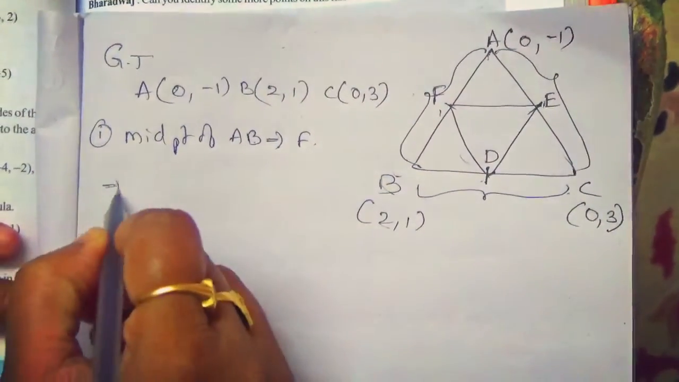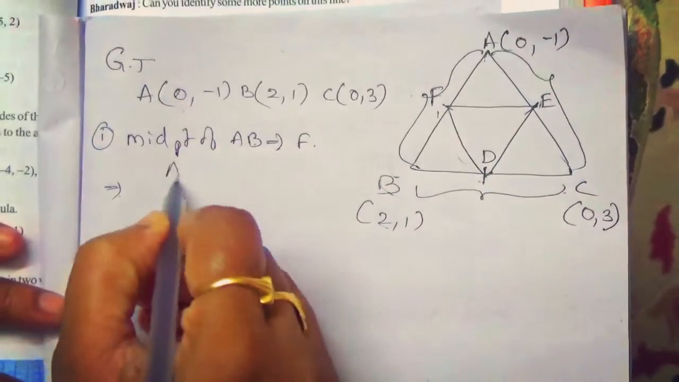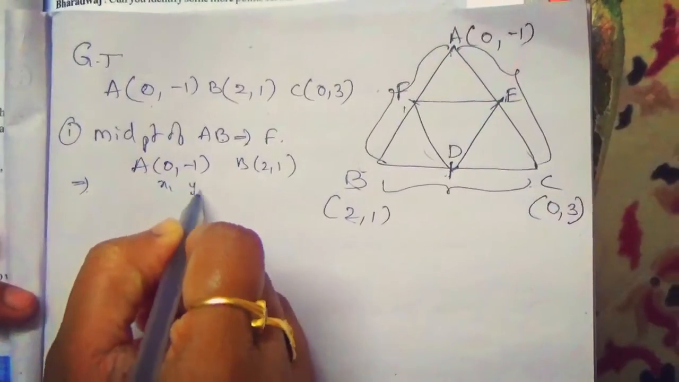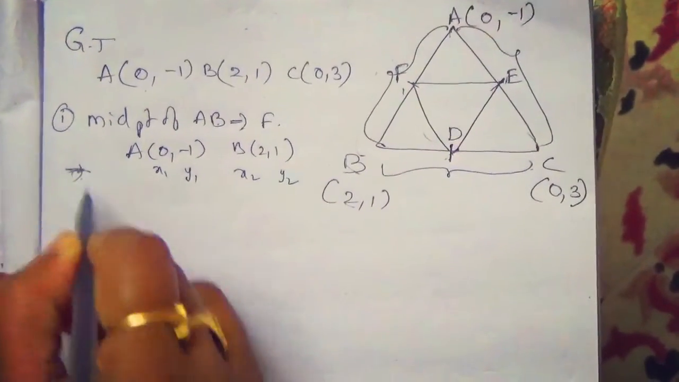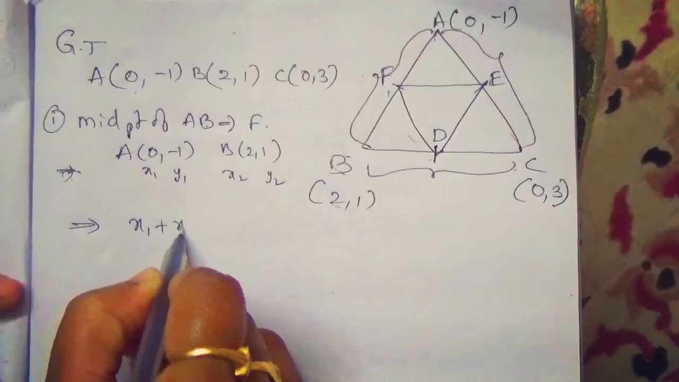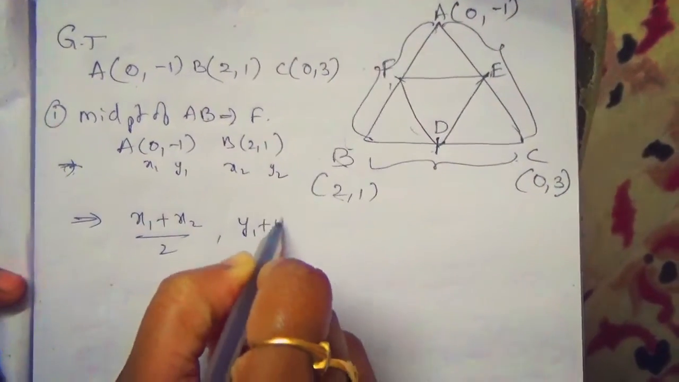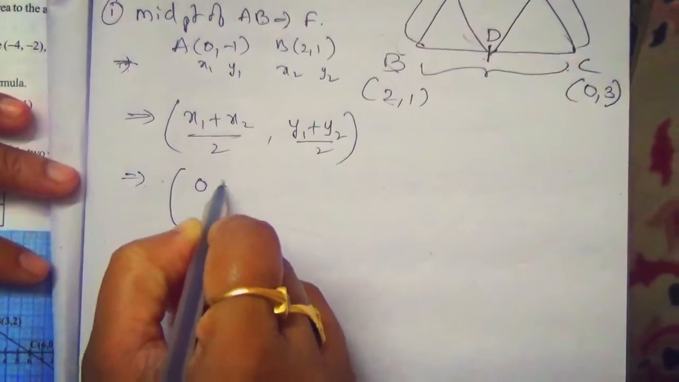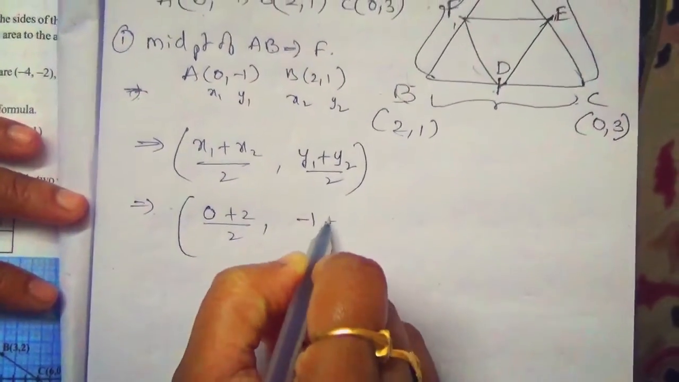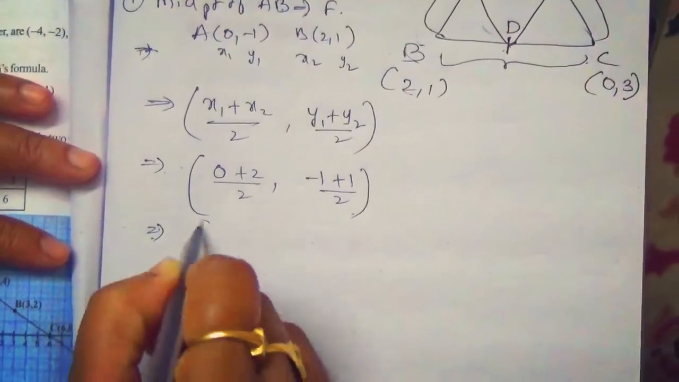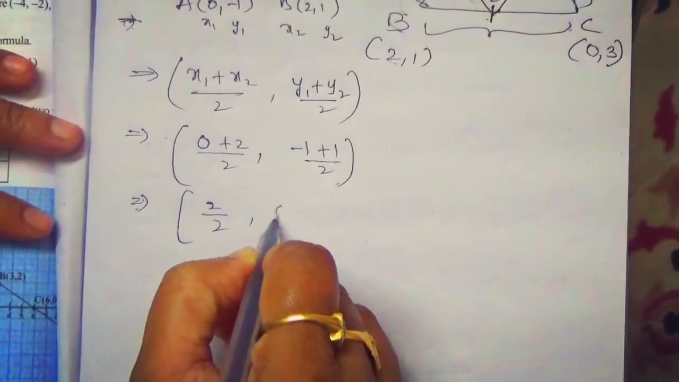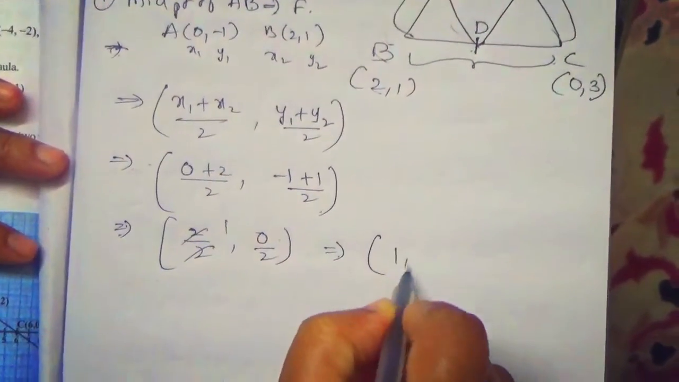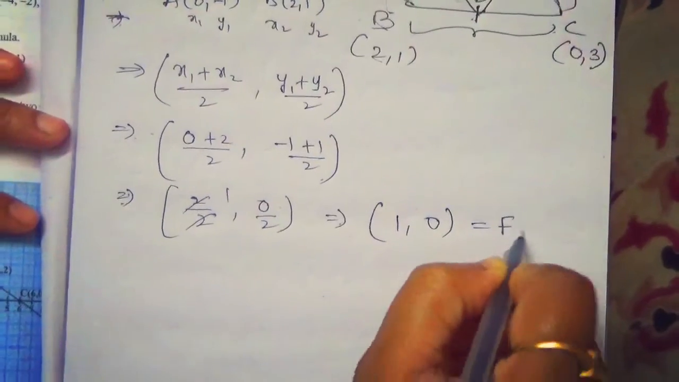What is AB? A is (0, -1), B is (2, 1). Here I am taking x1, y1, x2, y2. The midpoint formula is (x1 plus x2) by 2, (y1 plus y2) by 2. That implies (0 plus 2) by 2, (-1 plus 1) by 2, which is 2 by 2, 0 by 2. When you cancel, it is (1, 0), the point F.